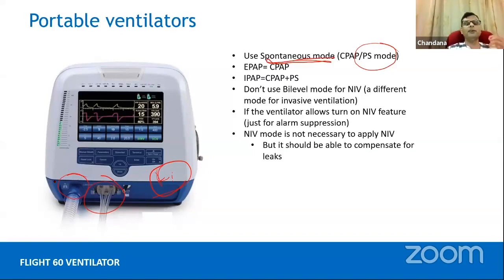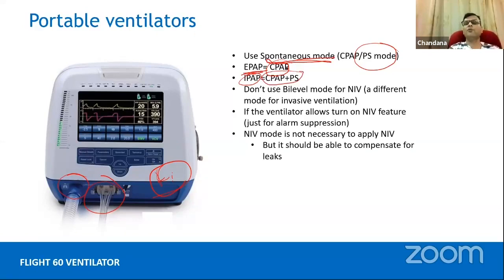The moment you try to breathe, that will be detected by the ventilator and it will help by giving some support. So the EPAP setting is just the CPAP. IPAP is the CPAP plus pressure support. So that is your IPAP setting.